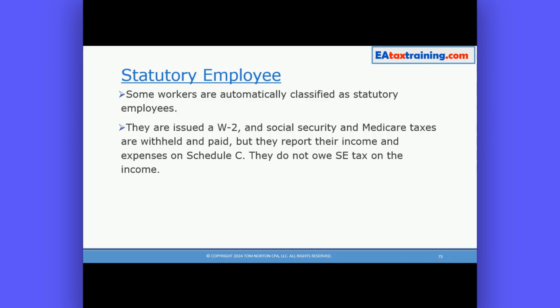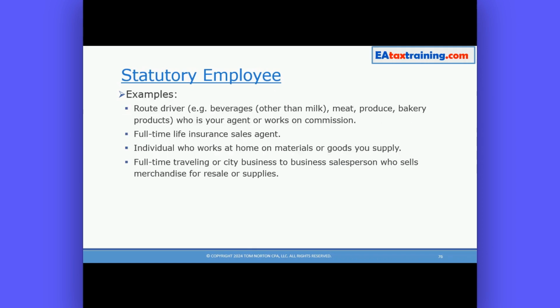So they file a Schedule C, but they don't owe any self-employment tax because they're already having Social Security and Medicare withheld. Examples of statutory employees: route drivers, such as beverages other than milk. So the milkman can't be a statutory employee, but meat, produce, bakery products. If you're a route driver and you are an agent who works on commission, that would be an example of a statutory employee. A full-time life insurance sales agent, statutory employee.